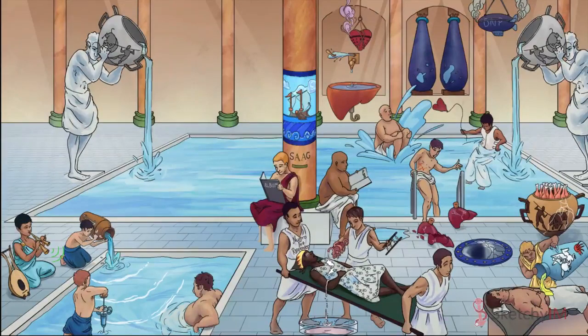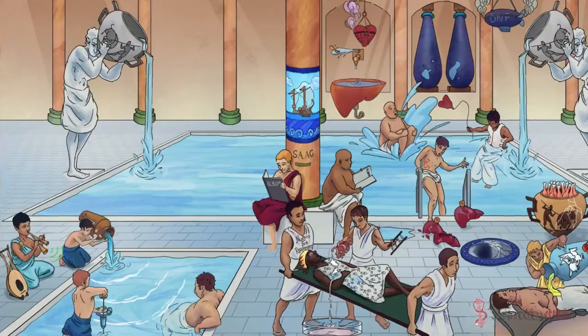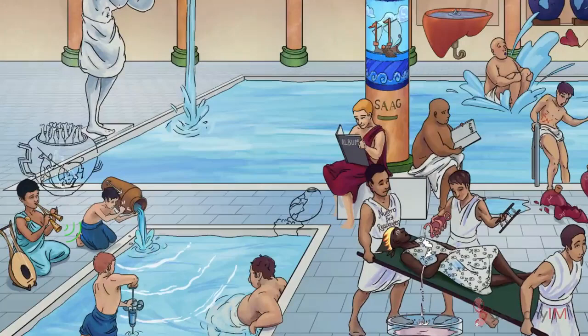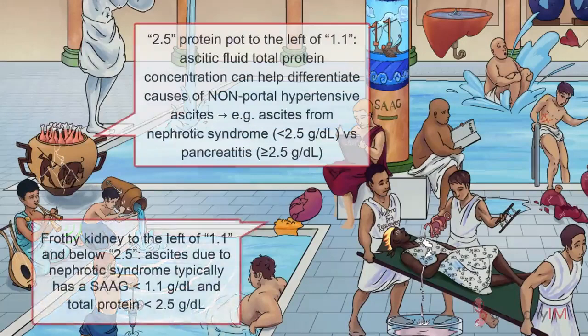Remember, SAAG will be less than 1.1 here. Again, let's organize the causes by the paracentesis findings. First, nephrotic syndrome. Ascites occurs due to loss of protein in the urine, which is depicted here by this frothy, proteinaceous leak from this kidney pot. This leads to a decrease in plasma oncotic pressure.